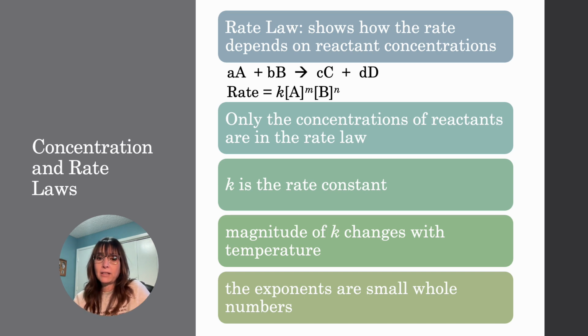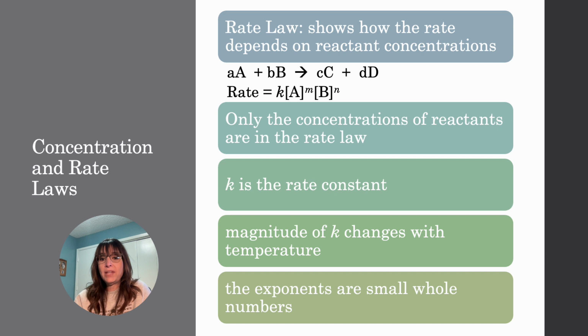So when you write the rate law, it takes the generic form of rate equals k. k is just a constant. And then concentration of the first reactant to an exponent, concentration of the next reactant to an exponent. We're only dealing with the reactants. We don't care about anything else.